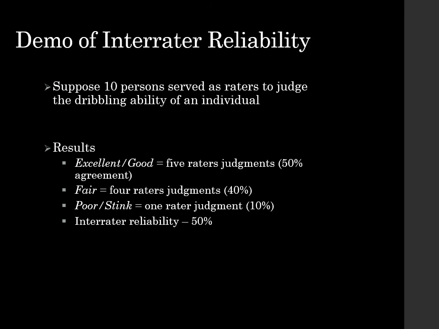Let's look at an inter-rater reliability example. We're going to ask 10 people to serve as raters to judge if the dribbling ability of an individual is excellent, good, fair, or poor, or stinks. So we're asking them to rate the ability of the dribbling of the individual. The results came out, and 5 raters judged it as excellent or good as far as dribbling. 4 said it was fair dribbling, and 1 person said it was poor or terrible dribbling. So based on these results, our inter-rater reliability is about 50%.